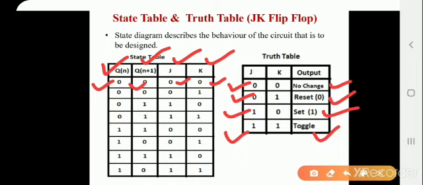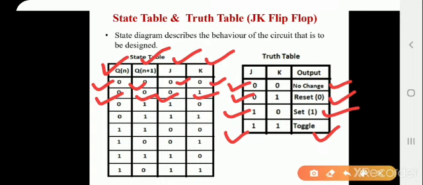The next case, as you can see, the J and K values are 0, 1. As per the truth table, if the value of J and K are 0, 1, then the output should be reset. Doesn't matter what the previous output was. That means the output will be reset. It was previously 0, so now the next output will also be 0.